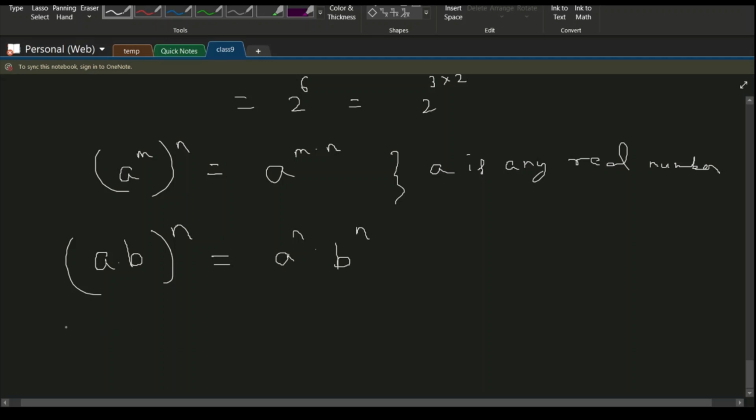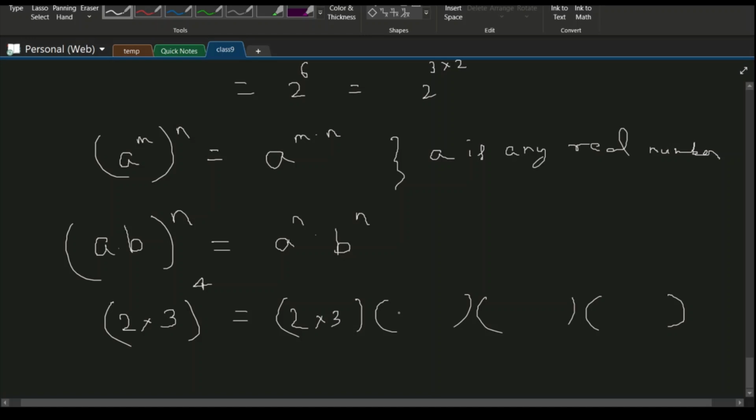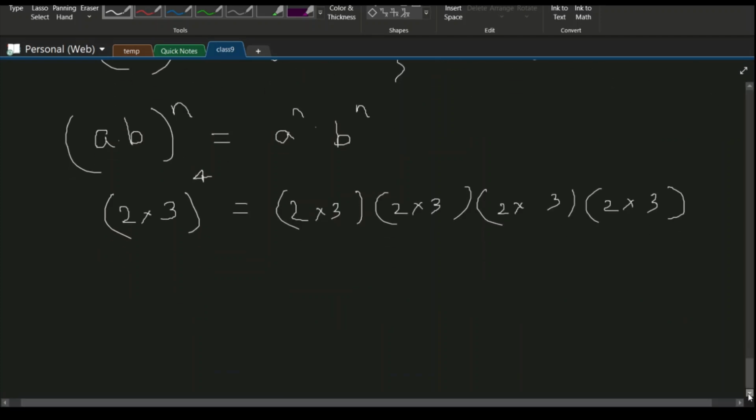Right? And how this happens, let's again look at it with a simple example. So let's say, instead of a times b, let's write 2 times 3 and whole raised to the power, let's say 4. So what this means is this whole thing inside the bracket has to be multiplied with itself 4 times. So this whole bracket will be multiplied. I'll just draw the brackets here. How many times? 4 times, right? Because the power is 4 here. So 2 times 3, 2 times 3, and so on. Right? So we wrote it like that.